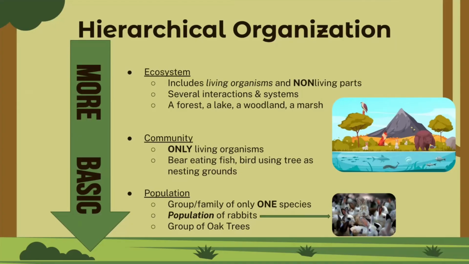There are still several interactions that you can see in a community, such as a bear eating a fish, a bird using a tree as nesting grounds, or the foxes eating the rabbits. Now, if we go even simpler, we can go to a population, which is a group of organisms of only one species. So you can have a population of rabbits, as you can see here on the right, but you cannot have a population of foxes and rabbits. That doesn't make sense. You can have a population of bears, a population of fish, or a population of oak trees, but it can only be one species.